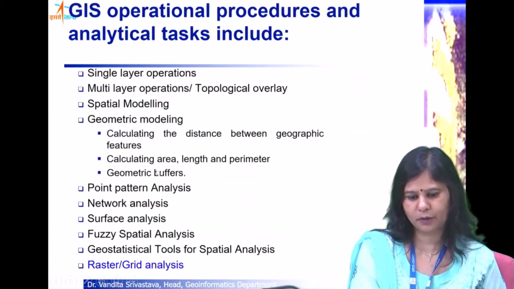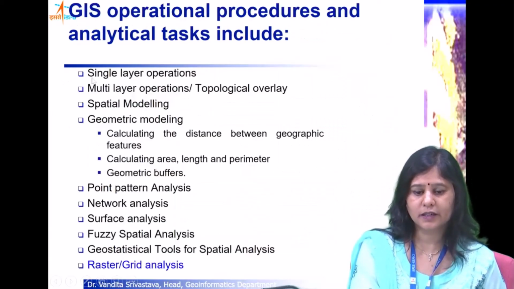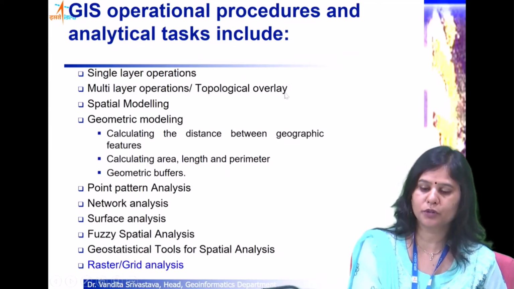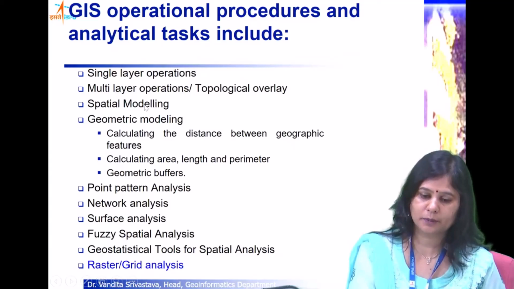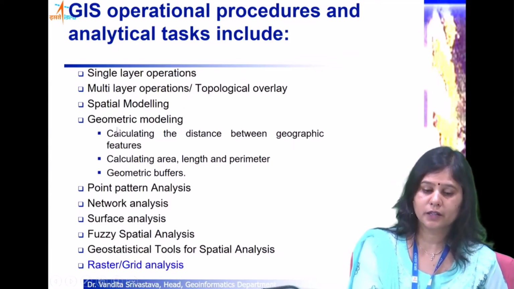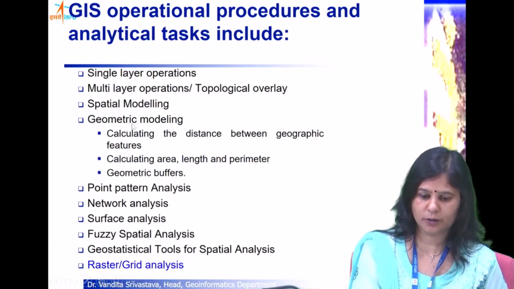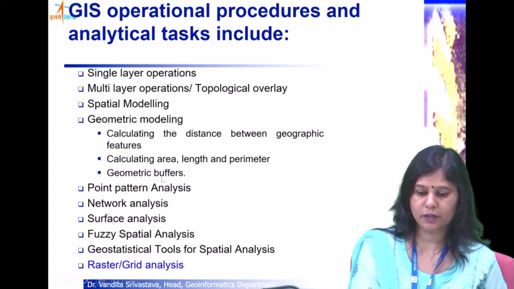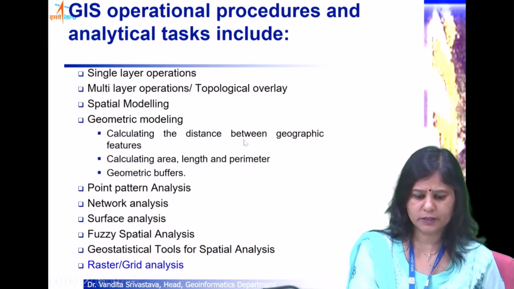Then you can perform various types of analysis, such as single layer operations, which you can perform on one layer at a time. You can perform multi-layer operations or topological overlays involving more than one layer at a time. You can carry out spatial modeling, like I gave the example of fire progression or spread of water or disease spread. Then you can calculate geometric figures, like area, length and perimeter, geometric buffers, distances, numbers, various types of indices.